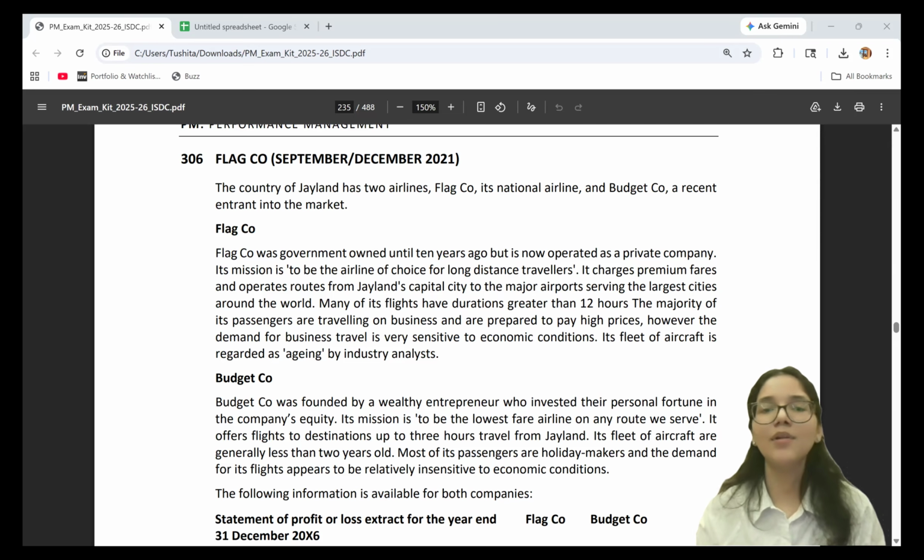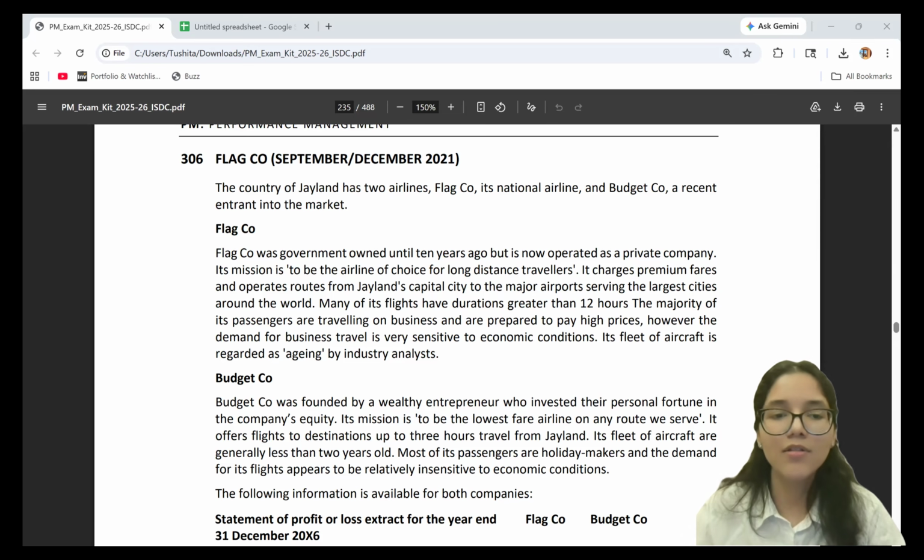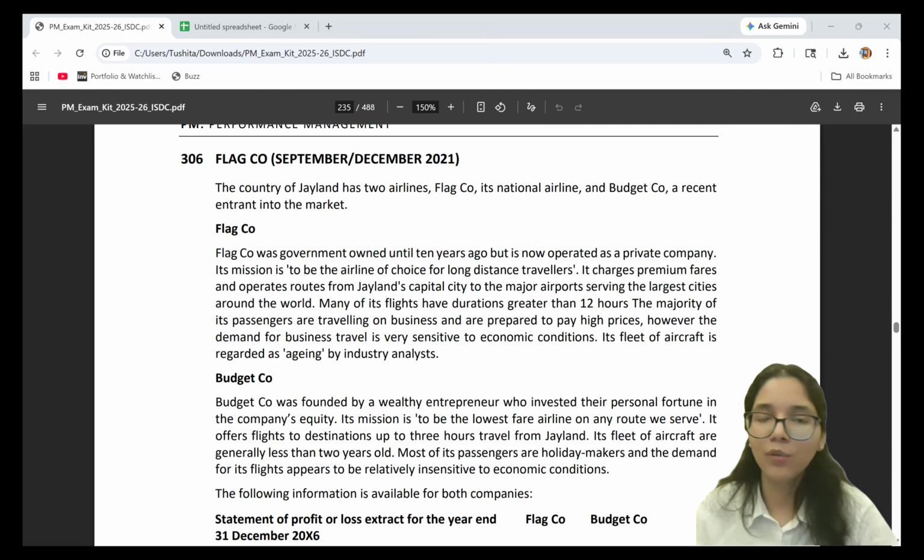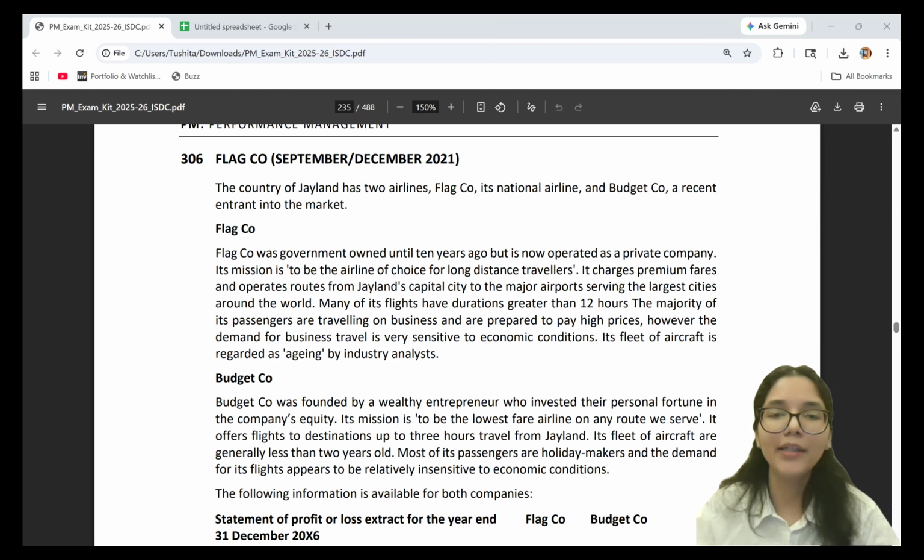So now Tata Group is privately running Air India again. So you can see a very similar thing is happening for Flag Company also. It was originally owned by the government until 10 years ago. And now there are private people who are operating it. So a private company's main objective will be to earn profits from the company.